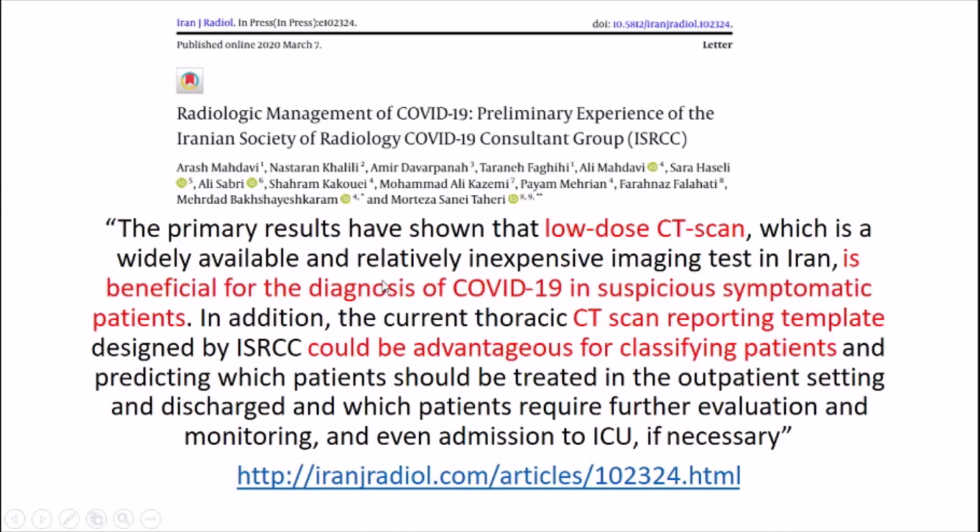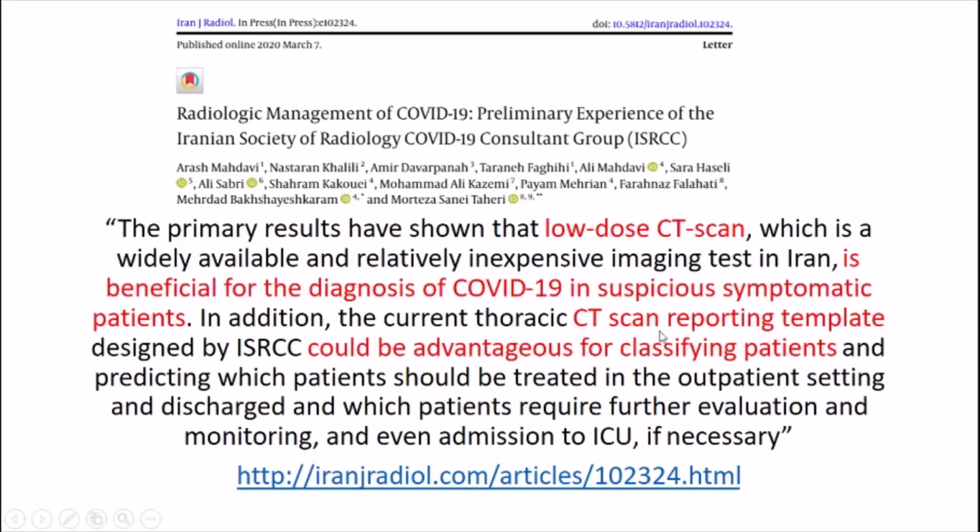Iran has a similar health system to ours in Libya, and they are suffering. May Allah be with them and help them. So this is a letter from the Iranian Society of Radiology Consultant Group to the Iranian Journal of Radiology. They have been using CT in diagnosis of COVID-19 in suspicious symptomatic patients.